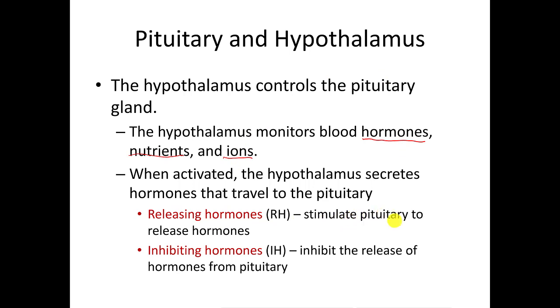On the flip side of that, let's say that hormone level is high, it's elevated, you need less of it. The hypothalamus would recognize that and say, oh gosh, we got too much of that hormone, at which point it would release an inhibiting hormone, which travels through the pituitary gland and tells it, do not make any more of that hormone, we have too much. And so this is how the hypothalamus is the boss of the pituitary gland.